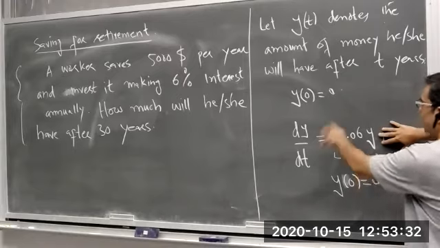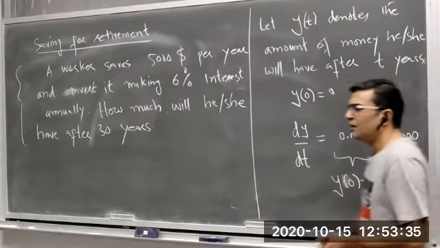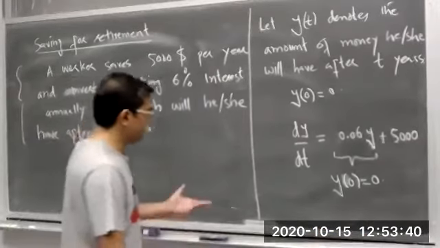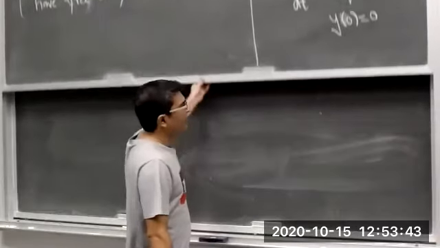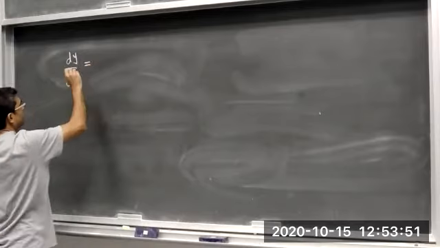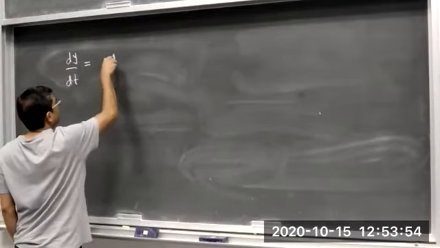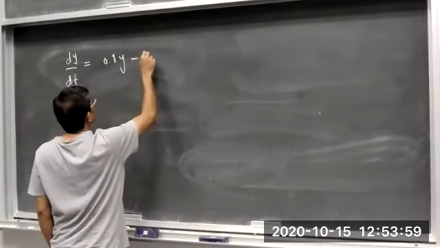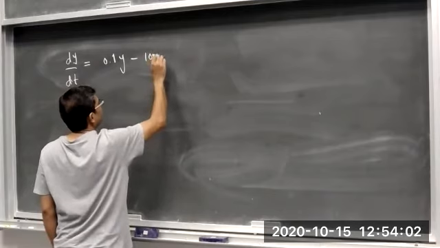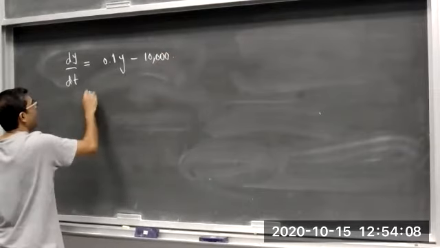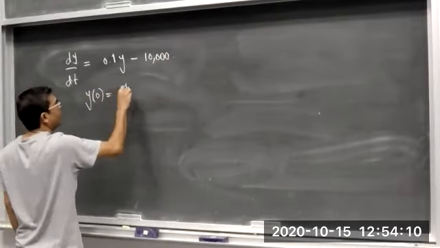So this model will describe this situation. We can change this model by changing the conditions. If we say that initially, now tell me what this model describes: 0.1 y minus maybe 10 or 10,000, okay, and y at 0 is 1 million.